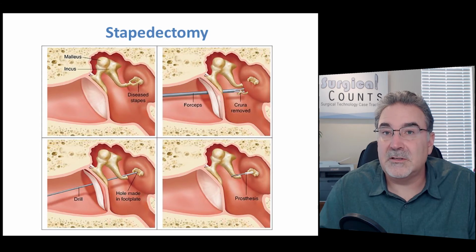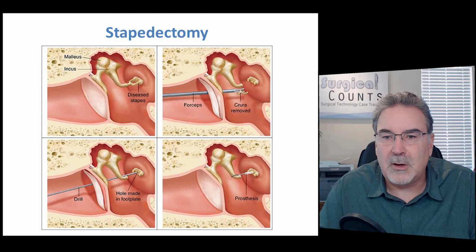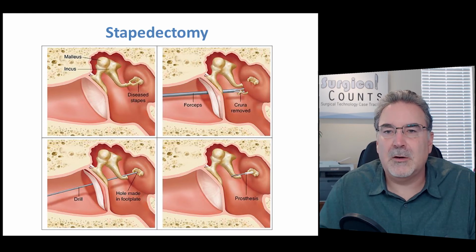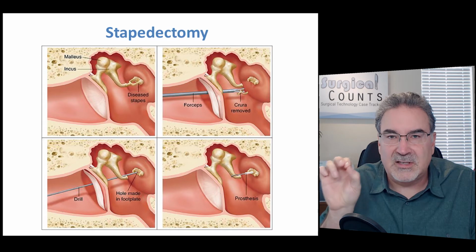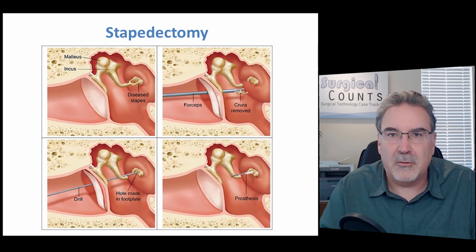Sometimes if we catch the cholesteatoma early enough and it's only affected the stapes, or maybe there's some other problem with the stapes, we can do something called a stapedectomy. Again, ectomy means we're removing something. In this case, we're removing the stapes, the third small bone that's attached to the oval window right before the sound is transmitted into the inner ear.